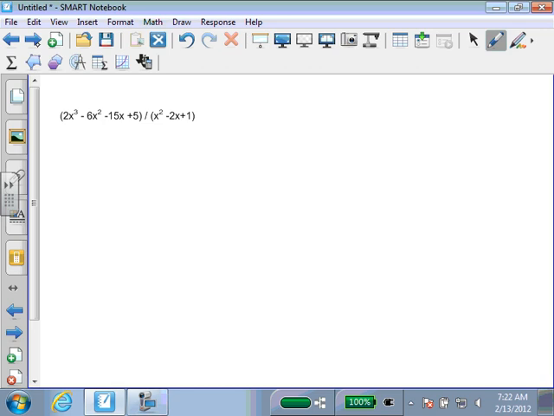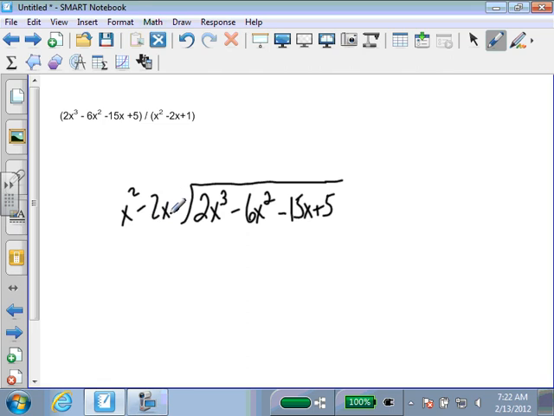Let's try it again. So I have 2x to the third minus 6x squared minus 15x plus 5 divided by x squared minus 2x plus 1. And so what do I need to multiply x squared by to get 2x cubed? Multiply it by 2x. So everyone gets multiplied by 2x. I get 2x cubed minus 4x squared plus 2x.